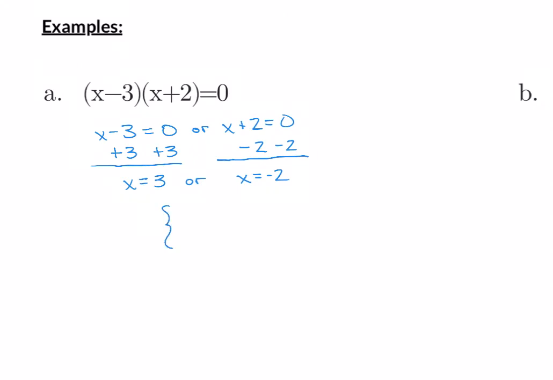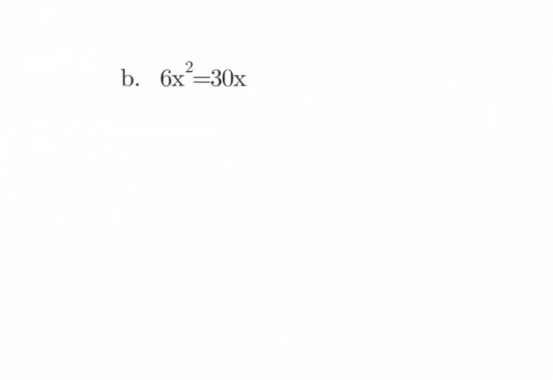Now on your homework, you might see the squiggly braces. You can write your answer 3 comma negative 2 inside squiggly braces. It has to be squiggly braces. If you use parentheses or square brackets, then that means something else. The squiggly braces just mean x equals 3 or negative 2. All right, one more.